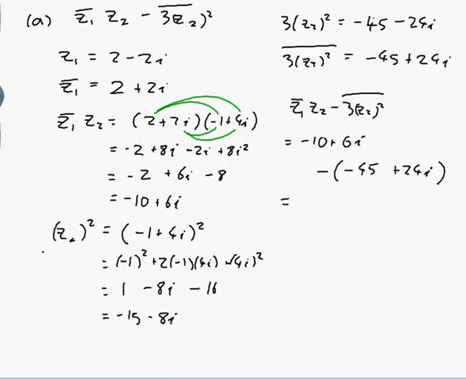So minus 10 minus minus 45 would be minus 10 plus 45, which would be 35. And 6i minus 24i would be minus 18i. So there's my answer. Let me do the next one.